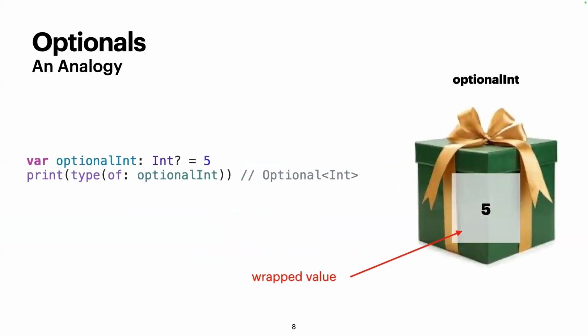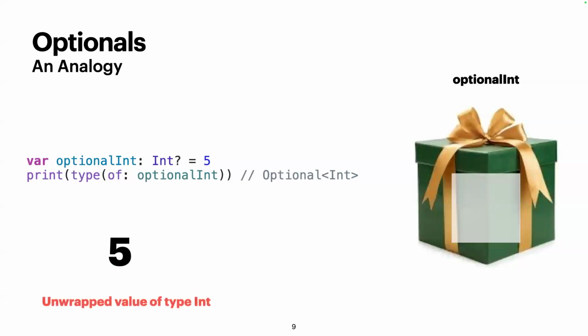So here, for example, we have the optional int initialized to 5, and it's contained within this optional data type, right? It's wrapped around this optional. And so somehow we need some mechanism to unwrap it to get it outside of this gift box. And once it is unwrapped, its data type is now the regular integer so that we can perform regular arithmetic operations on it.